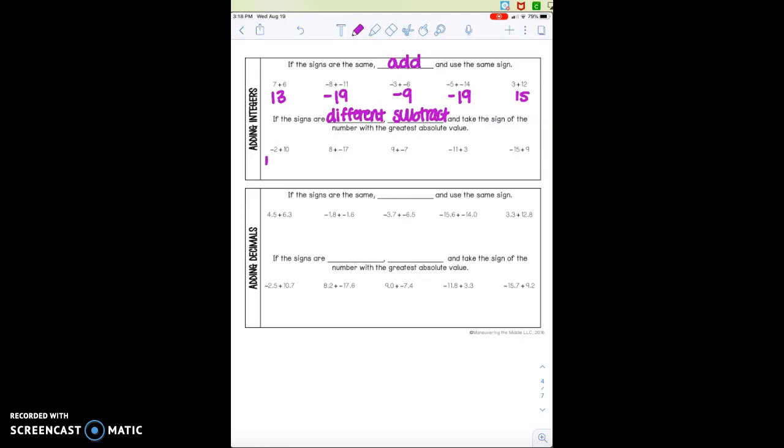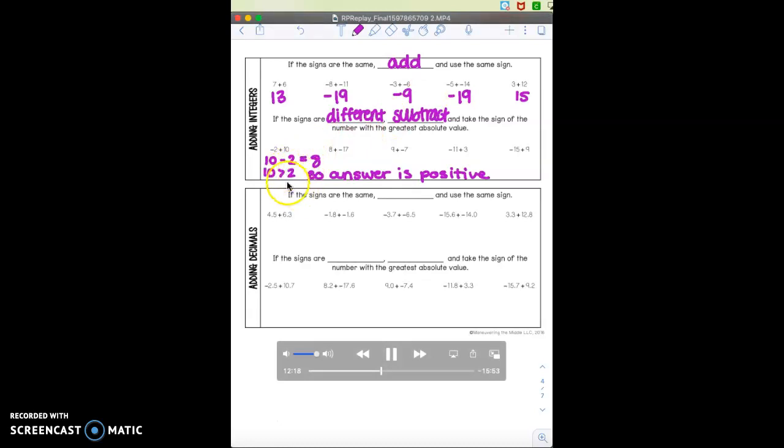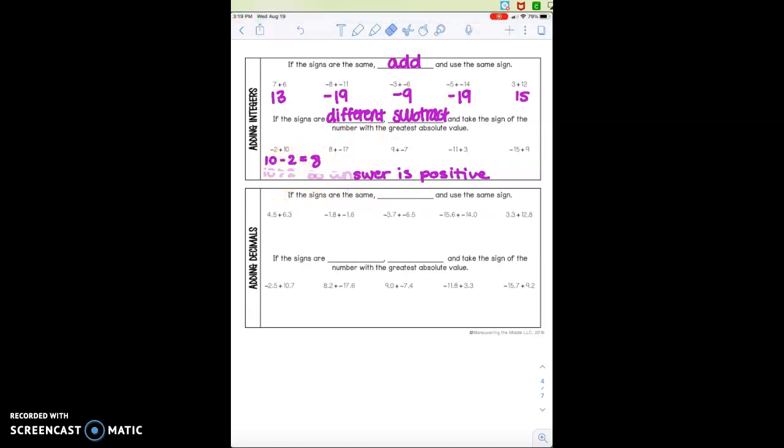Looking at this first problem, I have -2 plus 10. I'm going to do 10 minus 2, and I'm going to get 8. Since 10 is greater than 2, my answer is going to be positive because my 10 is positive, okay? So you are looking at those absolute values, which is why I use positive 2 right here, because I'm taking the absolute value of negative 2 to get a positive answer.